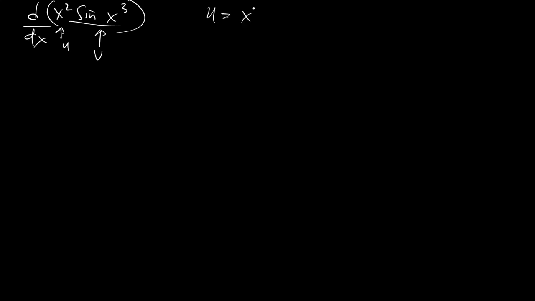And now let's look at another one. You are given an expression: the derivative of x squared sine x cubed. Now you have two functions. You have this, which is u, and you have this, the whole of this, which is v. Let's now work it out. You have u equal to x squared, and v equal to sine x cubed.